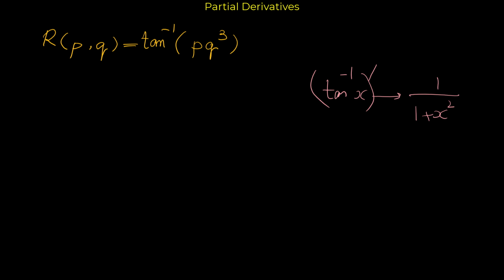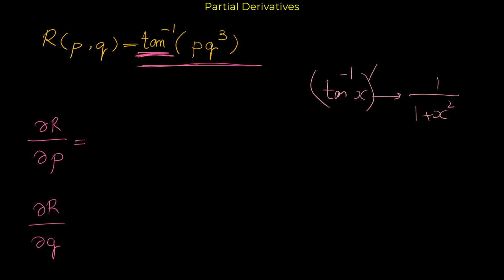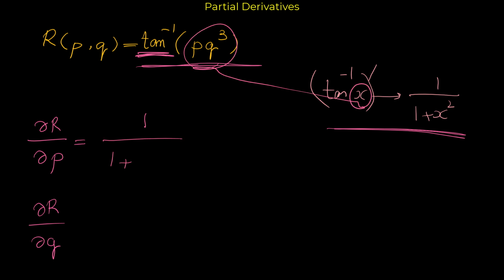Now here we have tangent inverse of an expression. So we use the same formula. We have two partial derivatives here. Partial derivative of r with respect to p, and partial derivative of r with respect to q. For finding derivative of this function, first we notice we have tangent inverse, and we use this formula of 1 over 1 plus whatever is here, which is our x in this case.